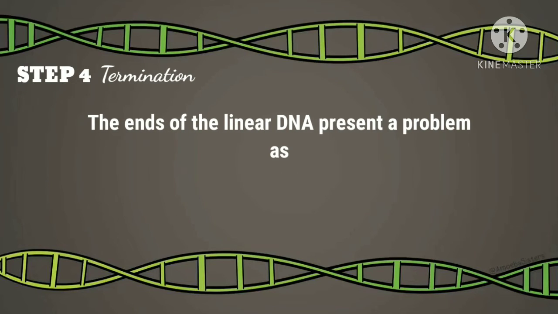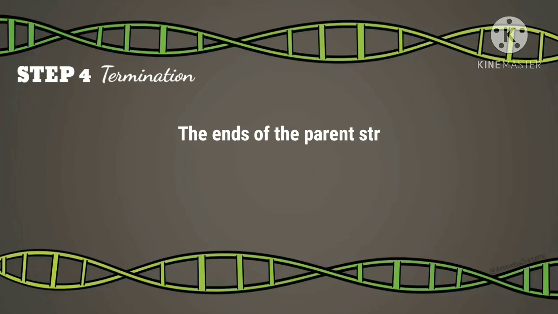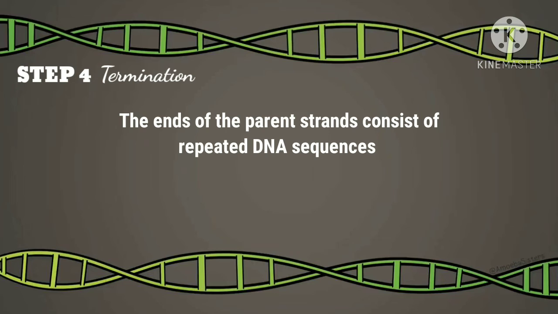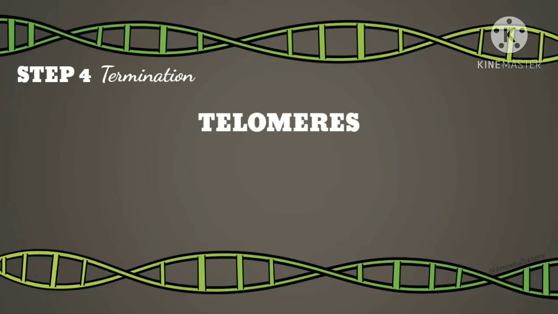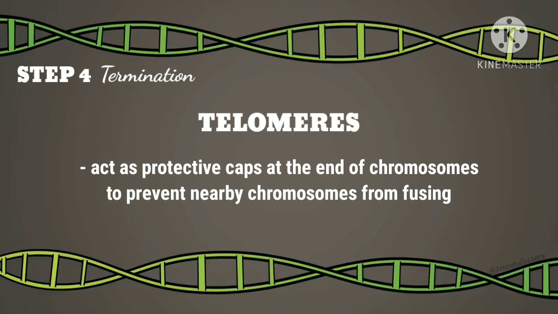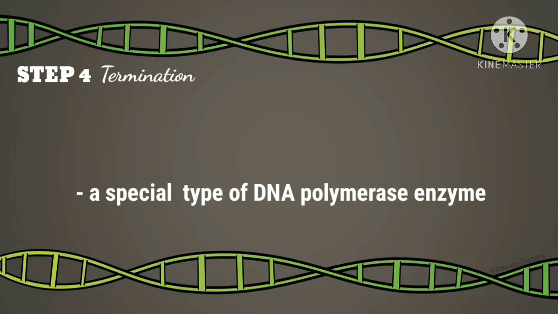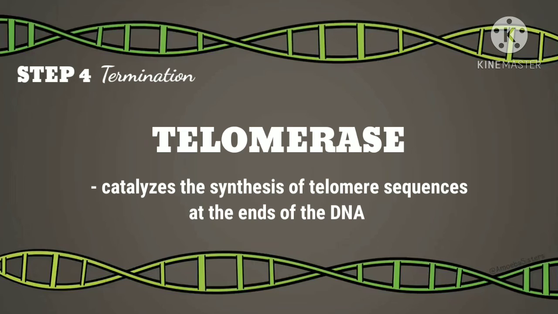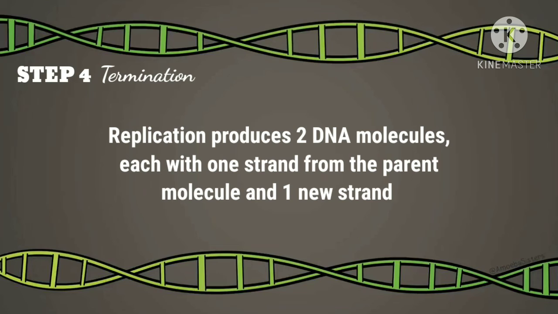The ends of the linear DNA present a problem as DNA polymerase can only add nucleotides in the 5' to 3' direction. The ends of the parent strands consist of repeated DNA sequences called telomeres. Telomeres act as protective caps at the end of chromosomes to prevent nearby chromosomes from fusing. A special type of DNA polymerase enzyme called telomerase catalyzes the synthesis of telomere sequences at the end of the DNA. Once completed, the parent strand and its complementary DNA strand coil into the familiar double helix shape. In the end, replication produces 2 DNA molecules, each with one strand from the parent molecule and one new strand.